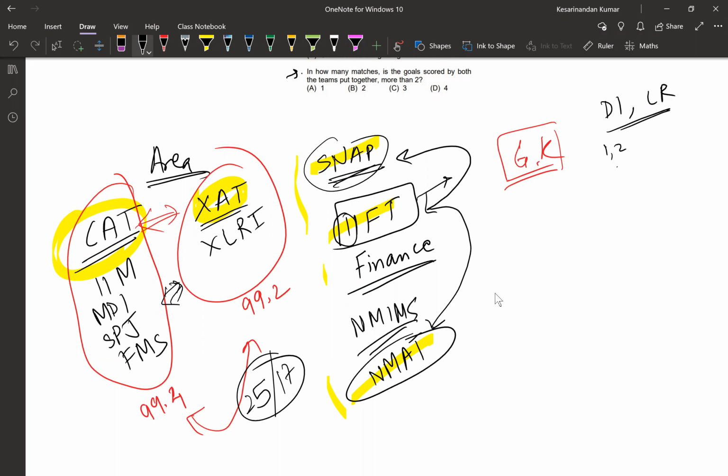Anybody has any other doubt? Kesri, what is CMAT considered for? CMAT is a general exam.